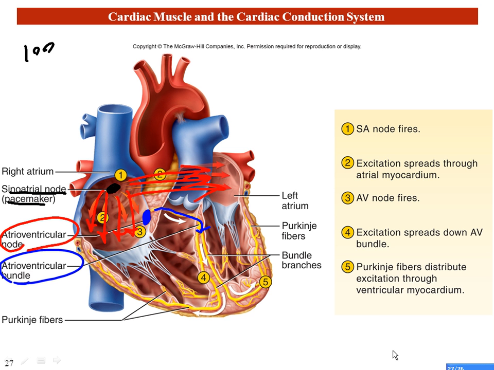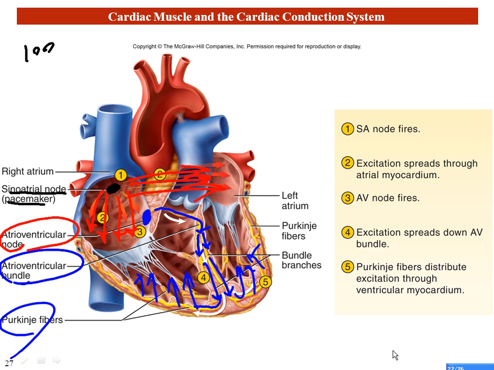From there, the AV bundle will bifurcate and split into the right and left bundle branches. The right and left bundle branches carry this action potential down the interventricular septum toward the apex. When we get down close to the apex, we have branching points that form Purkinje fibers. Purkinje fibers will quickly carry this impulse to the cardiocytes found in the ventricles.